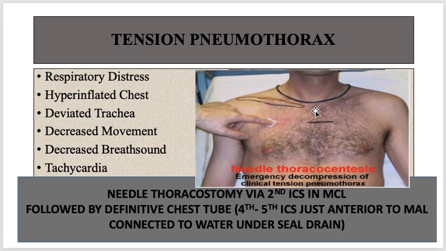So like all these things, we see. So what is the quick treatment of this thing? We do needle thoracostomy in the second intercostal space in the mid clavicular line. See, they put a needle right away and the air escapes from the needle. So this is how they treat tension pneumothorax.